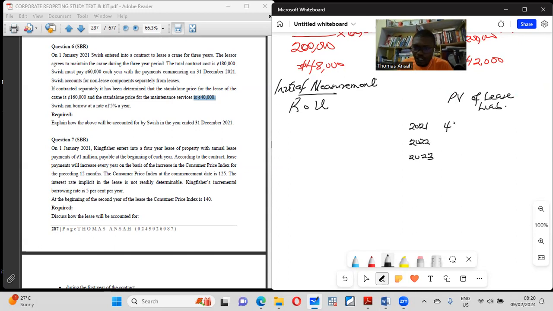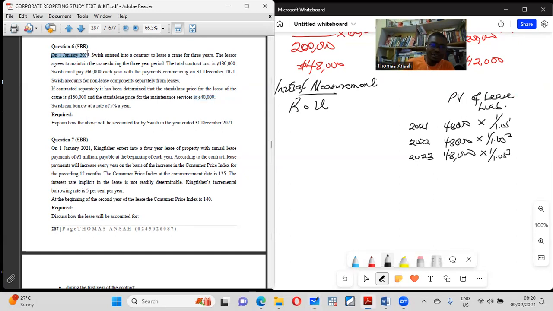I am paying 48,000 each year. So if I'm to PV it, the rate is 5%, which will be 1 over 1.05 raised to the power 1, and this one, 1 over 1.05 raised to the power 2. Don't forget, this is in arrears. This is the initial measurement, the date we are standing to do the initial measurement, and the payment is 1 year in advance. So we PV it like that.